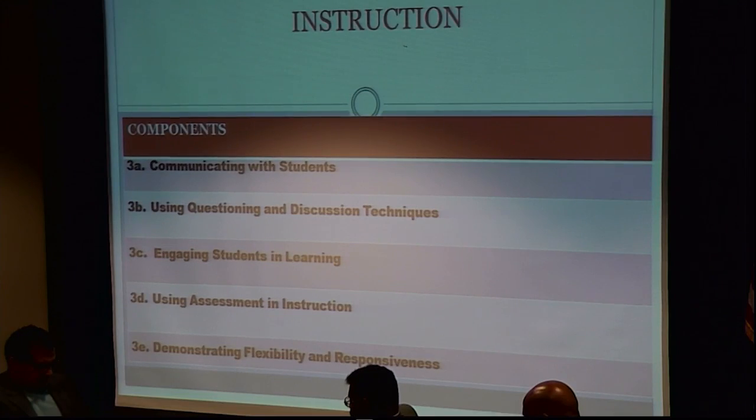The main one is instruction: communicating with students, using question and discussion techniques, engaging students in learning, using assessment in instruction, and demonstrating flexibility and responsiveness. Those are all areas that, again, have been researched as the most effective teaching practices in improving student outcomes. All of those are areas.